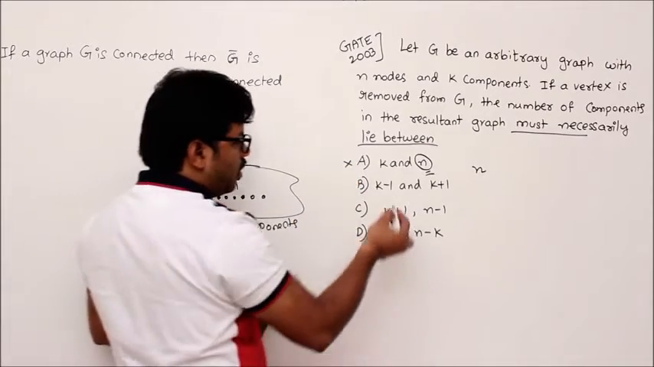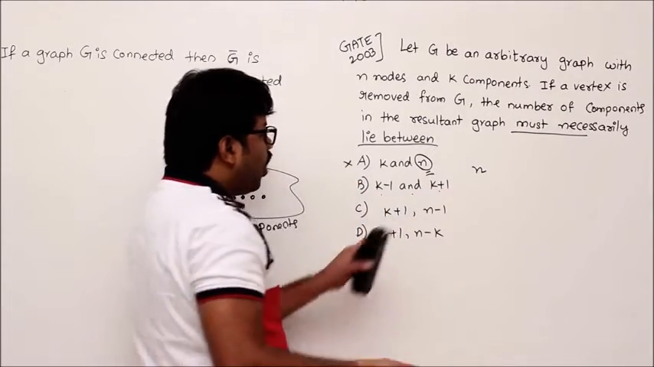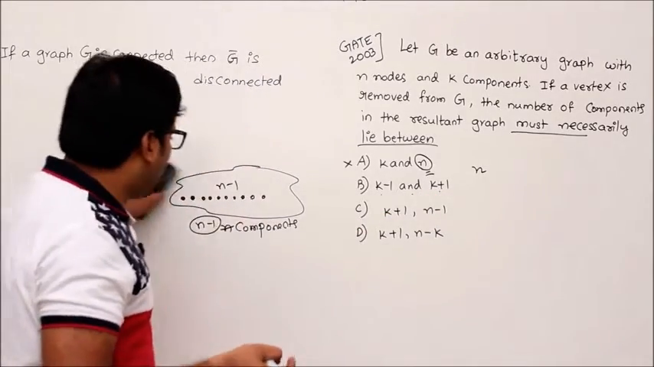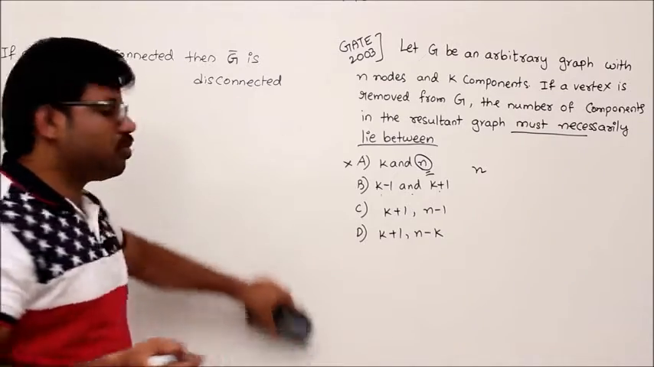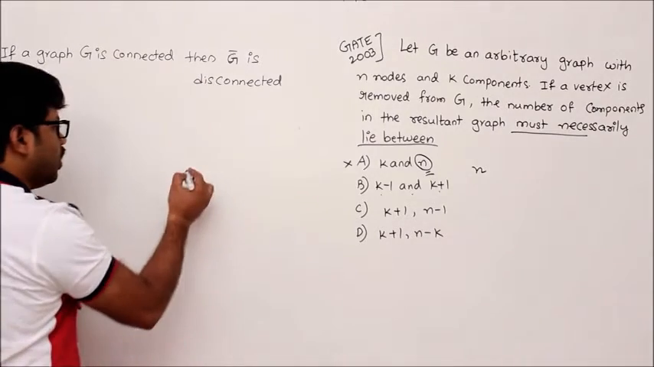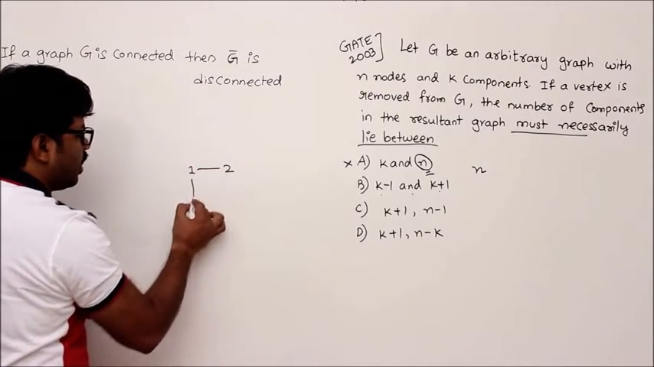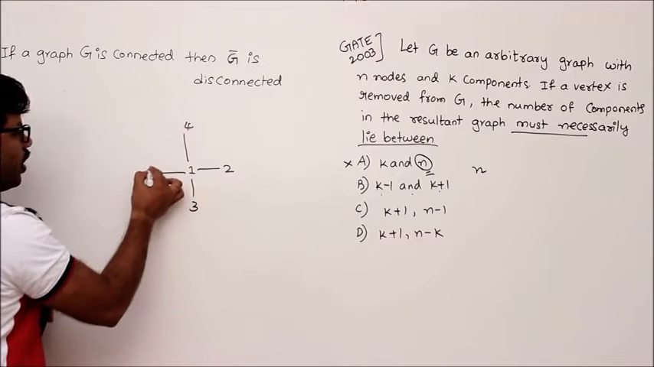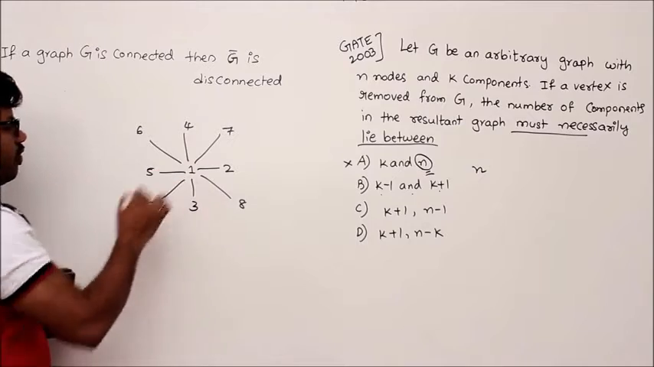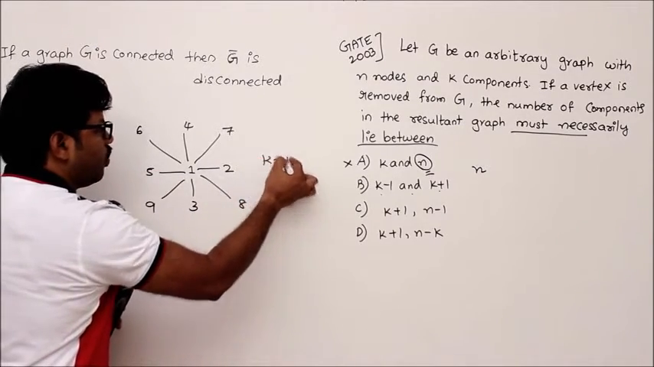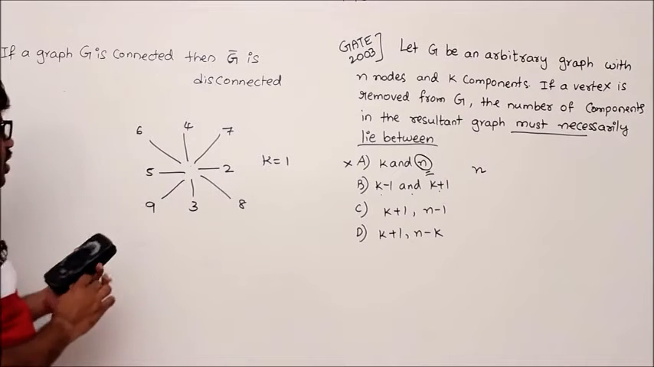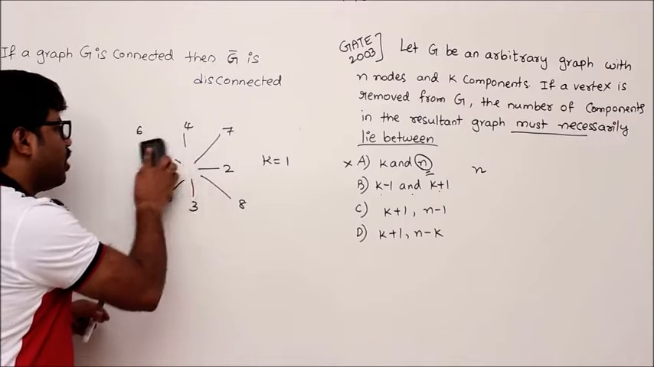See this one, k minus 1 and k plus 1. Why should the number of components be just one more than the previous number of components? Why not? If I remove some vertex, sometimes the number of components can increase drastically. I will show one example. Example, a star graph. You see this star graph, 1 2 3 4 5, like this, 6 7 8 9. The number of components here is only 1, k equals 1. In this case, if I remove the single vertex 1 here, what happens? Then all these edges will be removed, isn't it?